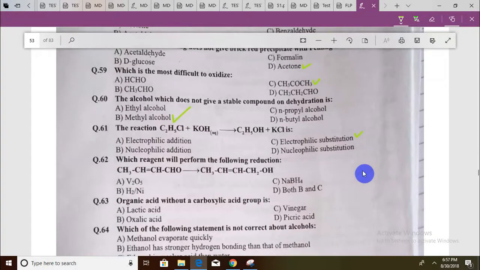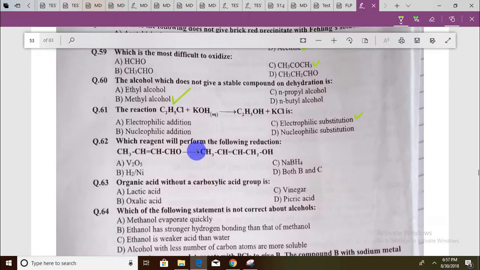Which reagent will perform the following? As you can observe, this is a reduction. For an aldehyde, what sort of an agent do we need? NaBH4 works just fine. In general, we do not make use of the nickel hydrogen combo. We can learn about this in reduction. There is a topic on that. Reduction.